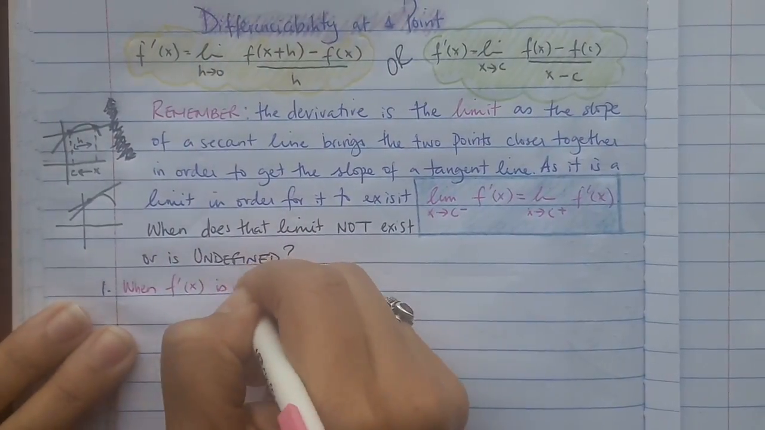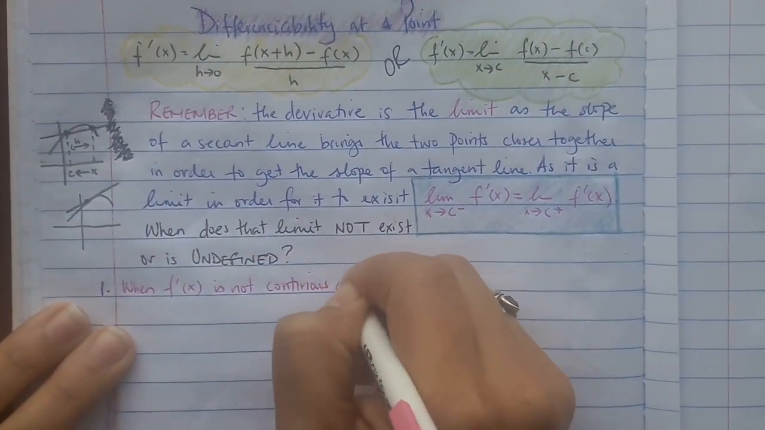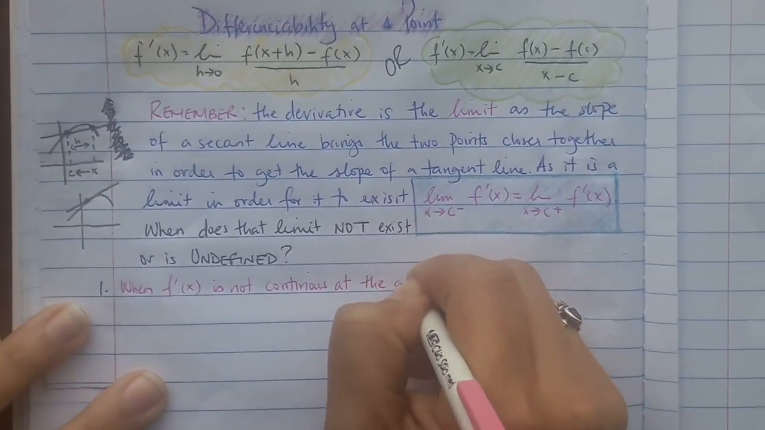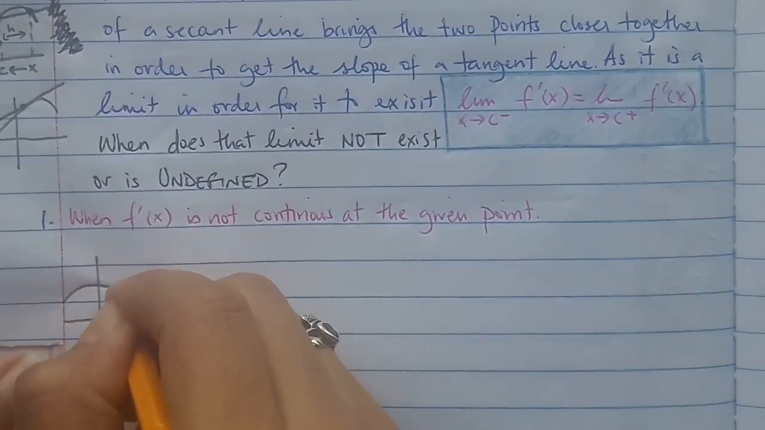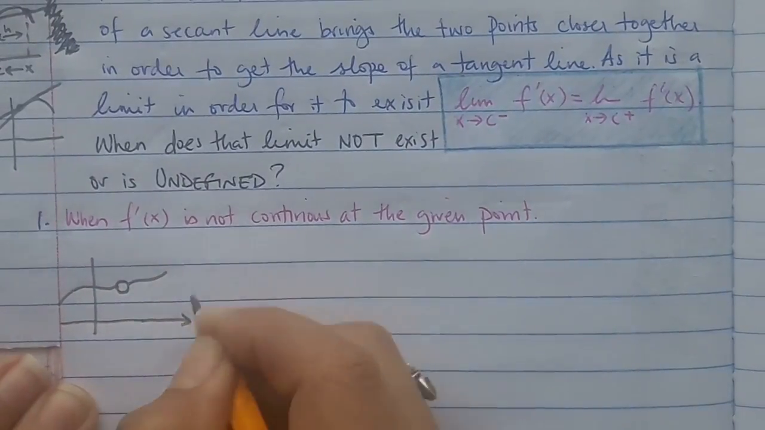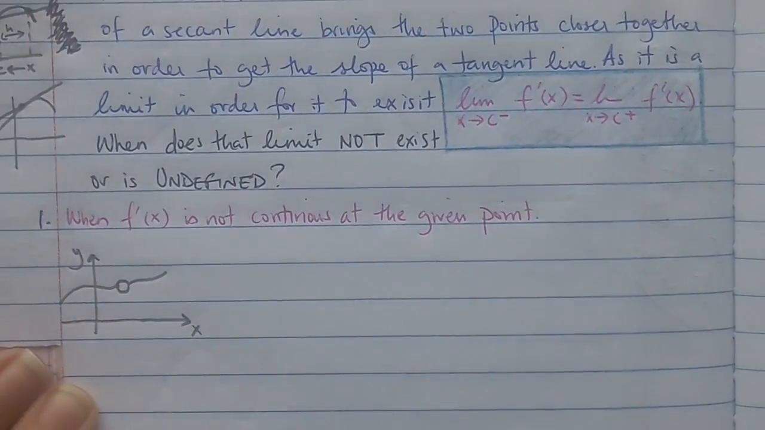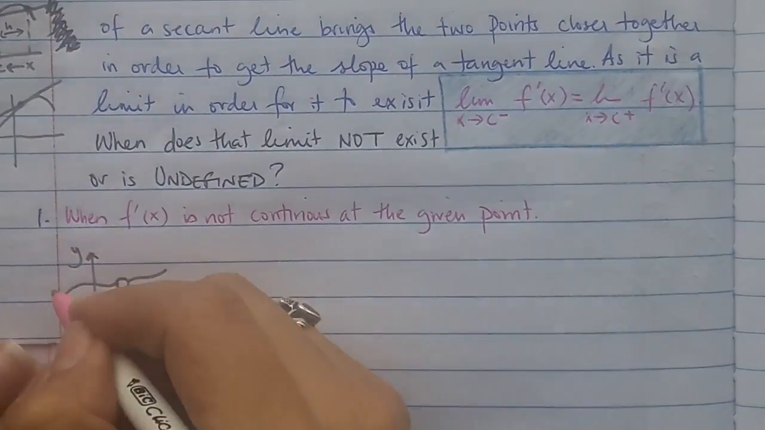So we're going to look at some situations. We already talked about it, but it's just a summary of what we've already spoken about. When f prime of x is not continuous at the given point, that's when it doesn't exist or is undefined. So let's take a look at some examples. Let's say we had a discontinuity like this, a hole basically.